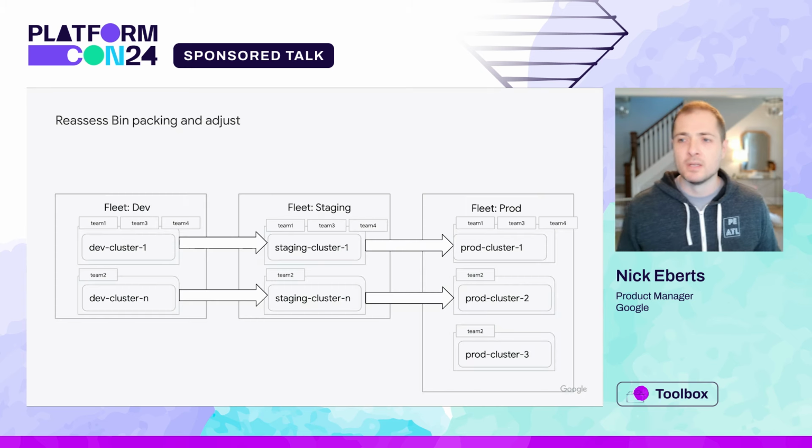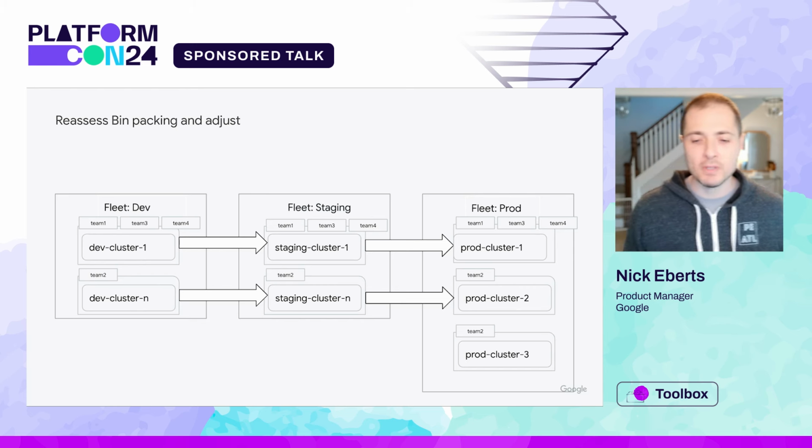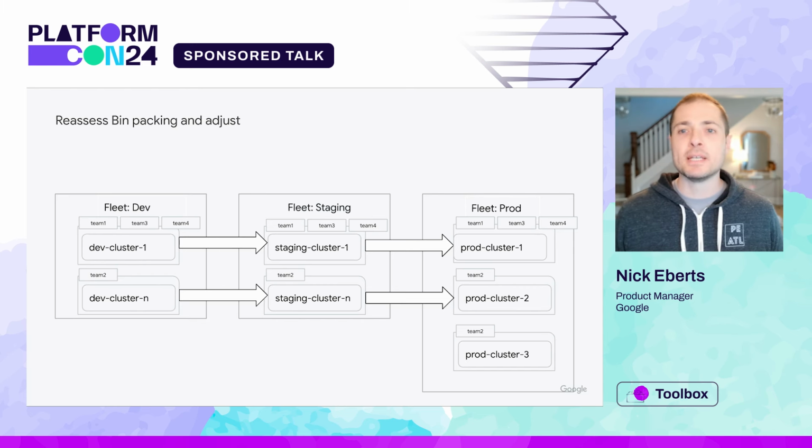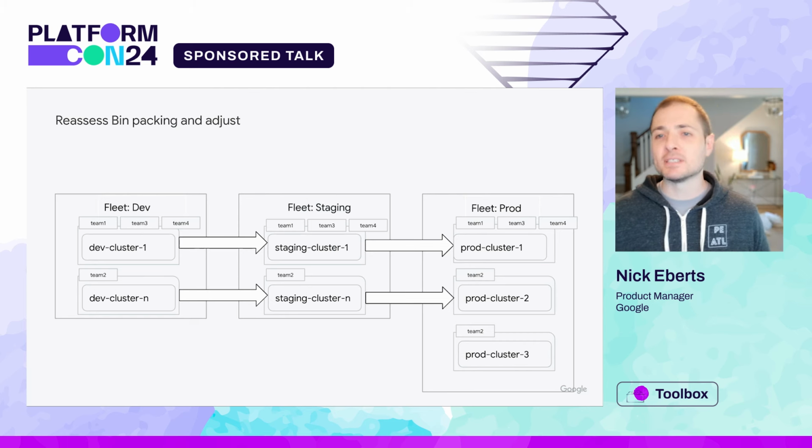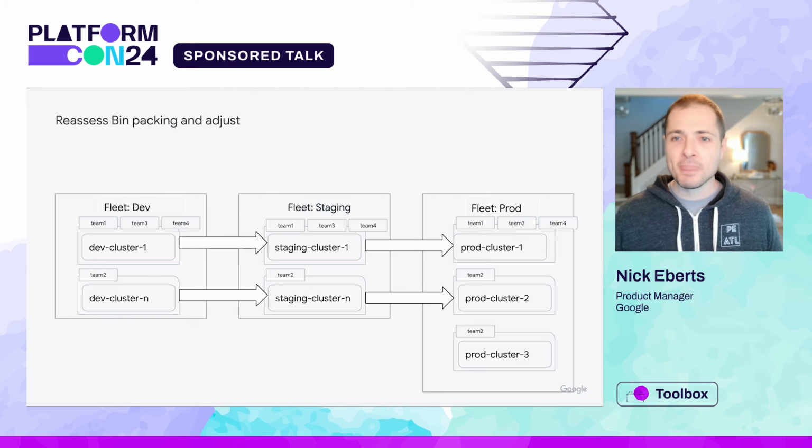Okay, so we mentioned earlier that you're going to take an educated guess on how you want to bin pack applications up front into shapes, but you need to reassess your bin packing and make adjustments as needed. Since you've abstracted away tenants, you can move teams after they've initially been set up.